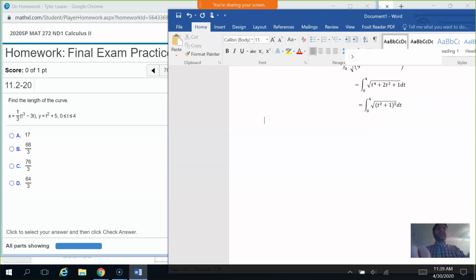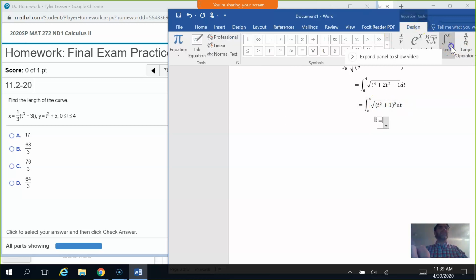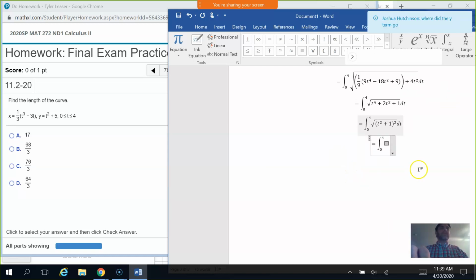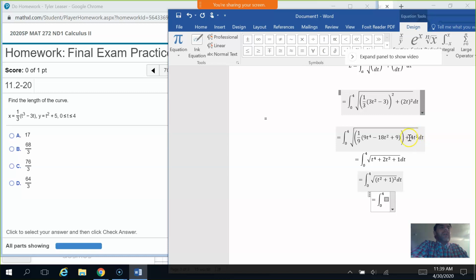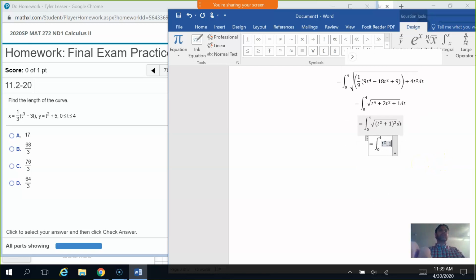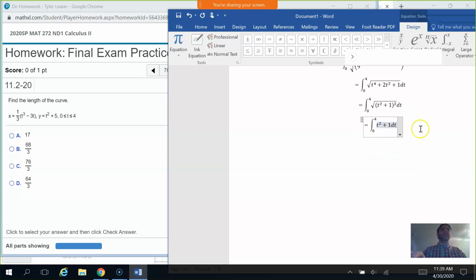The square root and the squared cancel each other out, so we still have the integral from 0 to 4. Where did the y go? Oh, I combined it. So there was this 4t squared out here, but this ended up being a negative 2t squared from the 1/9 and the negative 18. So the negative 2 and the positive 4 is a positive 2t squared here. All right, so canceling out the square root and the squared, we just end up with t squared plus 1. That we can find the antiderivative for.